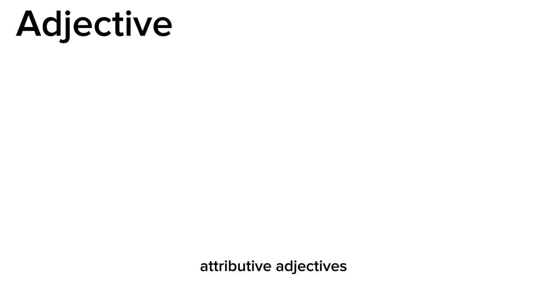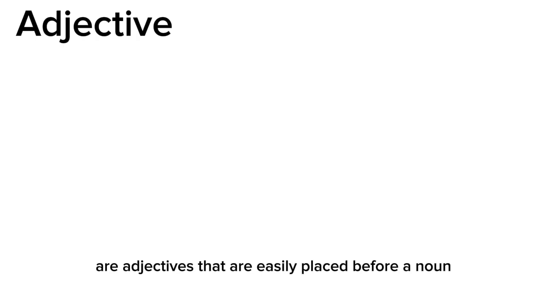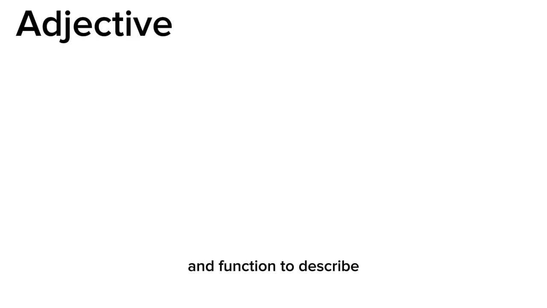Attributive adjectives are adjectives that are usually placed before a noun and function to describe or change the situation of a noun in more detail without a linking verb. For example, fat, slim, handmade.